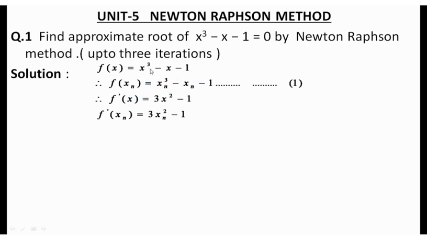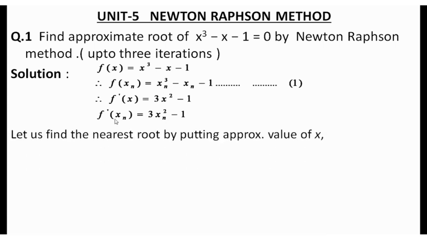Now find the derivative of both of these. So f dash x becomes 3x square minus 1, and in place of x, xn, so f dash xn becomes 3xn square minus 1. The derivative is the differentiation, that is d by dx. So d by dx of x cube is 3x square. D by dx of x is 1 and of 1 is 0. So the equation comes like this.